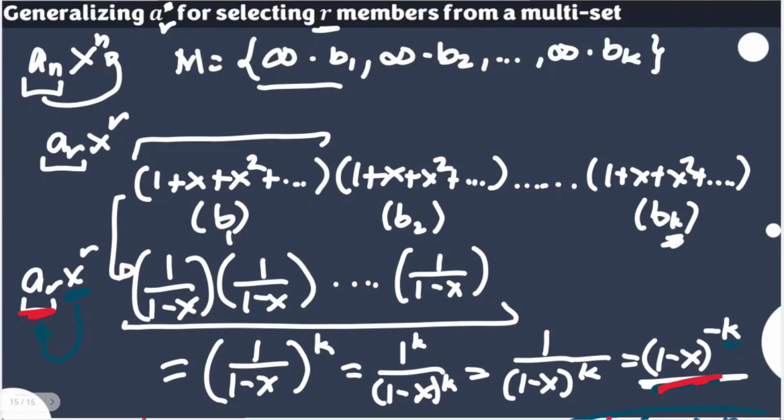So take it again. A sub r is r plus k minus 1, combination r.